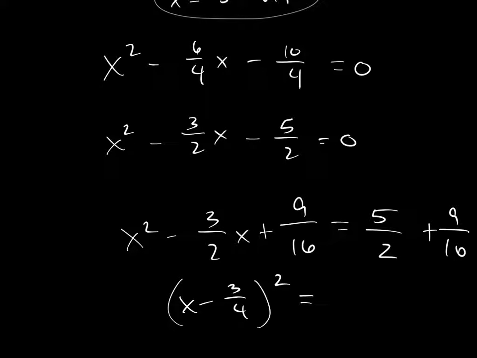Now what's 5/2? I'm just going to take this and multiply this by 8, making that 16, and making that 40. 40 plus 9 happens to be 49, and that's over 16, sorry. 16. Okay?